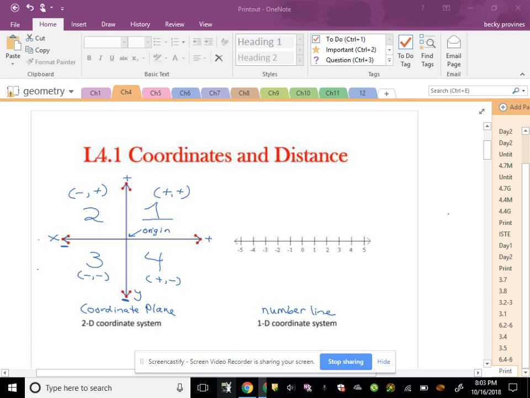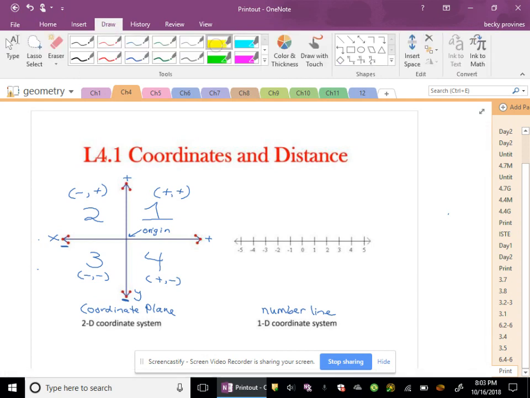Hi, we're going to go over lesson 4.1 and 4.2 today. We're going to start with talking about a coordinate system. There's two types. There's a 2D coordinate system and a 1D coordinate system. So go ahead and get your notes and let's start filling in some of the information.